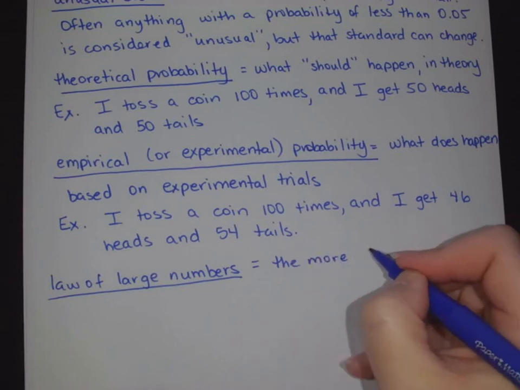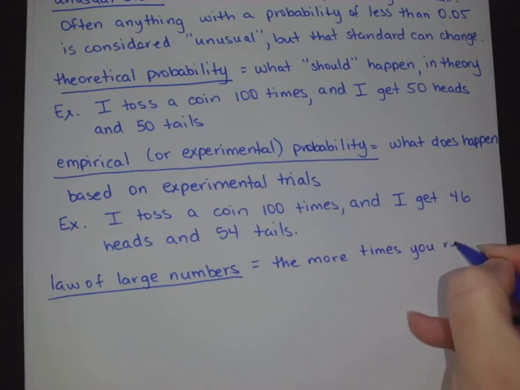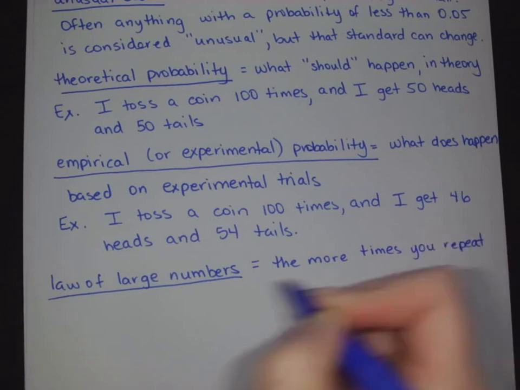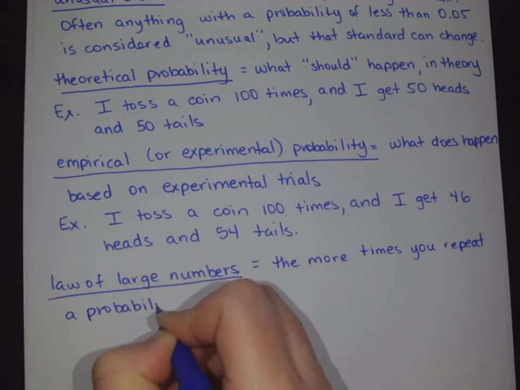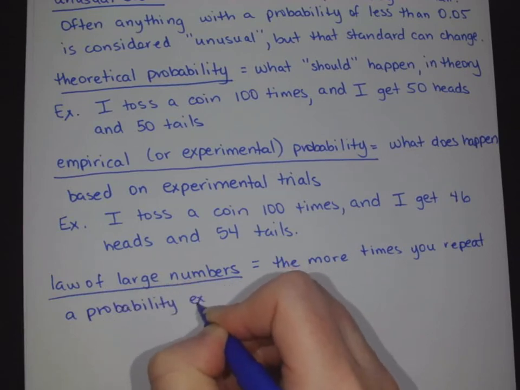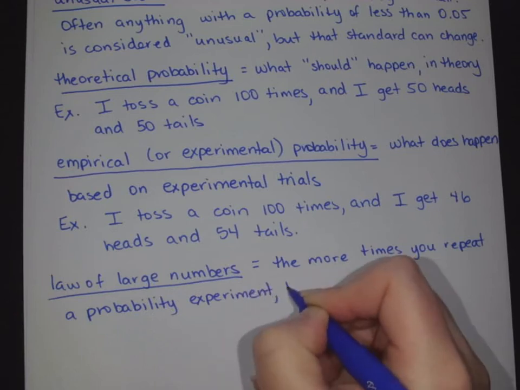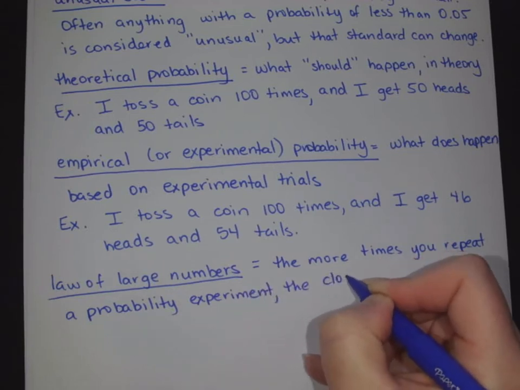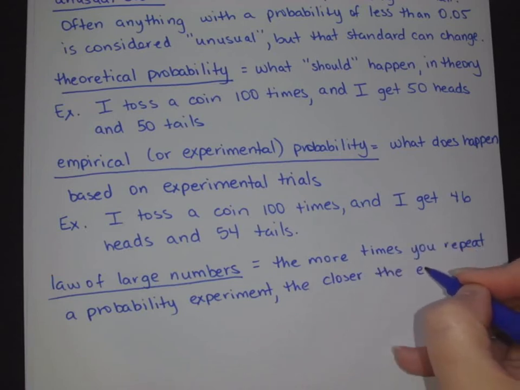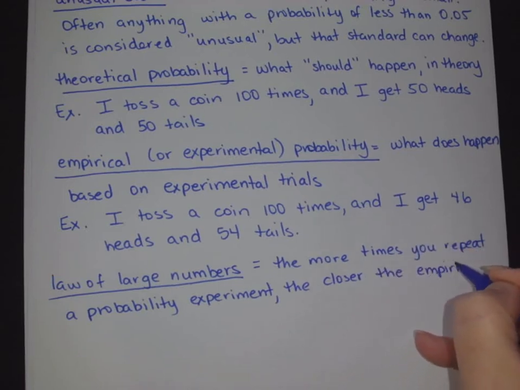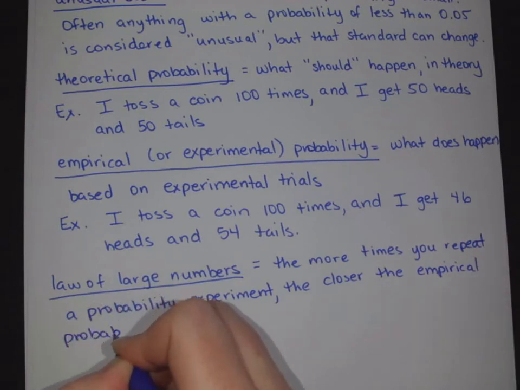So the law of large numbers just says the more times you repeat a probability experiment, the closer the empirical probability will come to the theoretical. The theoretical doesn't change. The theoretical is the theory. It is what it is.